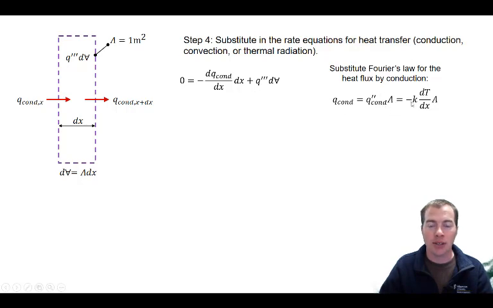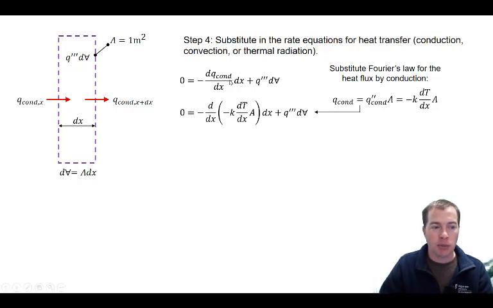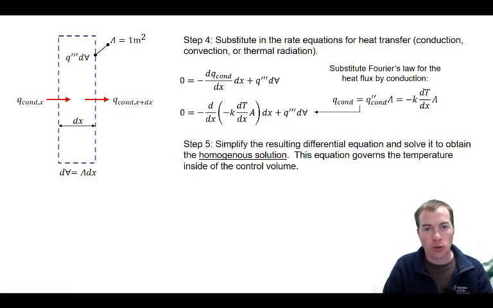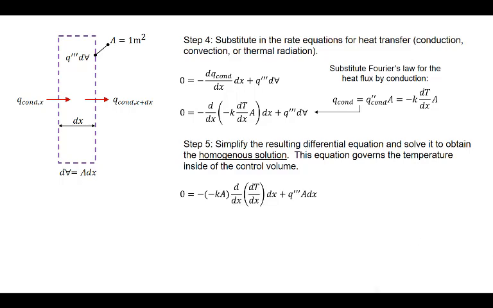Fourier's law is -1 times the thermal conductivity times the slope of the temperature distribution. We now substitute this result into our heat transfer energy balance equation. I have simply substituted in for the conduction heat transfer term. Now that we have substituted in the rate equations for all of the heat transfers, we can simplify the resulting differential equation and solve it to obtain the homogeneous solution for the temperature. Note that because the thermal conductivity is a constant and does not depend on position x, it can be factored out of the differential. Similarly, the cross-sectional area, the area that is perpendicular to the direction of conduction heat transfer, is also a constant in this problem and can be factored out of the differential.